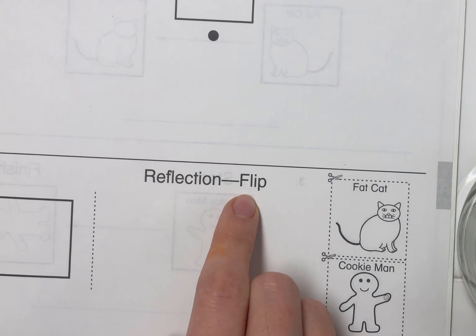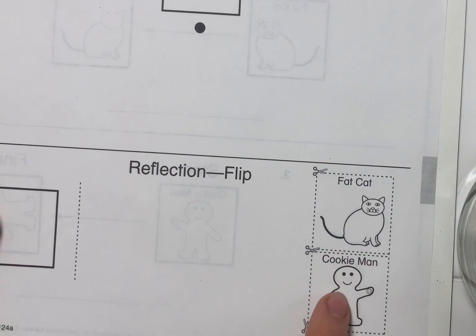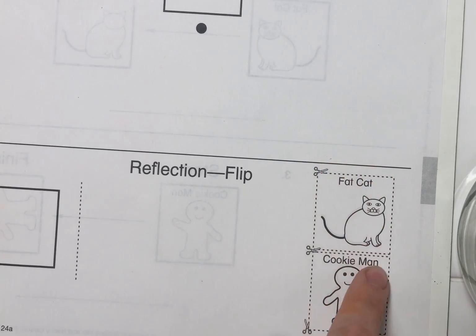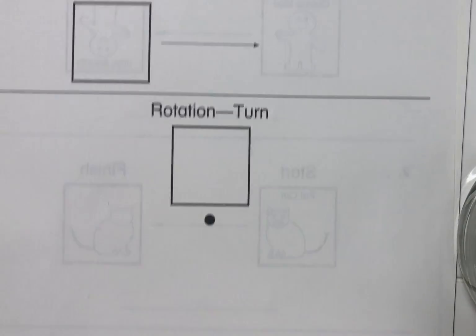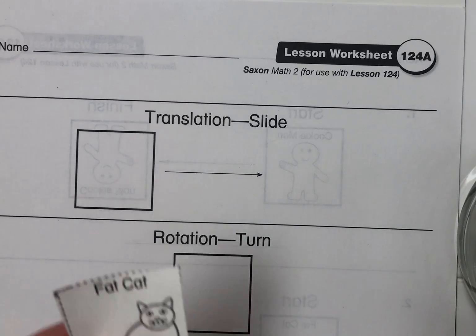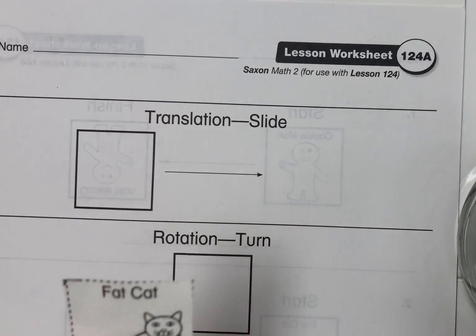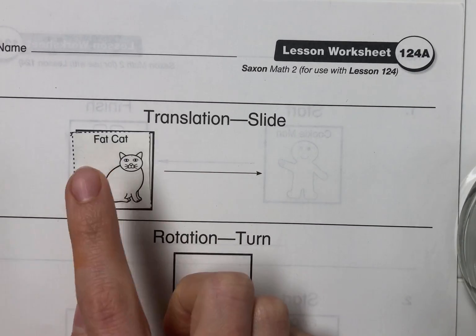And to help us learn these different movements, we have 2 helpers. We have a fat cat and a cookie man. So you guys are going to cut these out on the lines, and you can follow along with me with your fat cat and your cookie man to learn about these movements. So I'm going to use the fat cat, but if you want to use the cookie man, you can for this side. So with my fat cat, I'm going to start with him in the box facing this way.